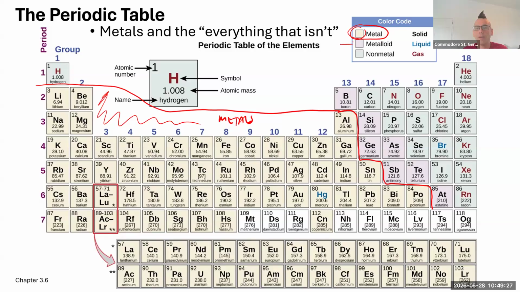They have something called metalloids, right? That's these pink boxes here. They're kind of like metals. They're metals sometimes, other times they're not. And then you have these non-metals, everything in green here, right?